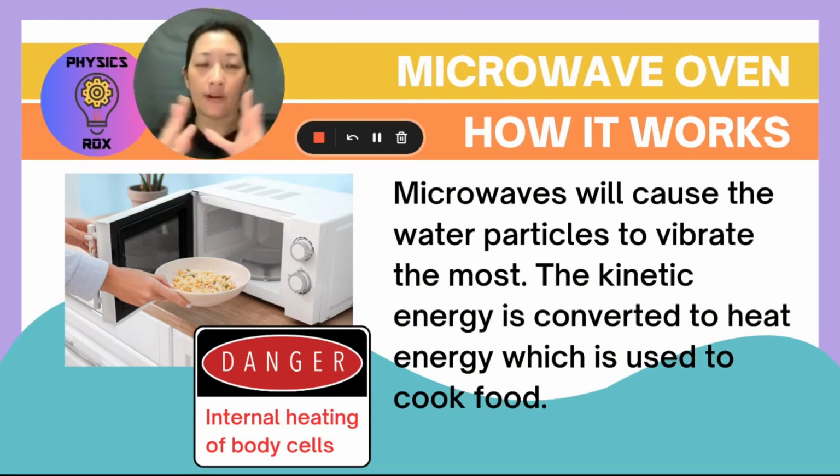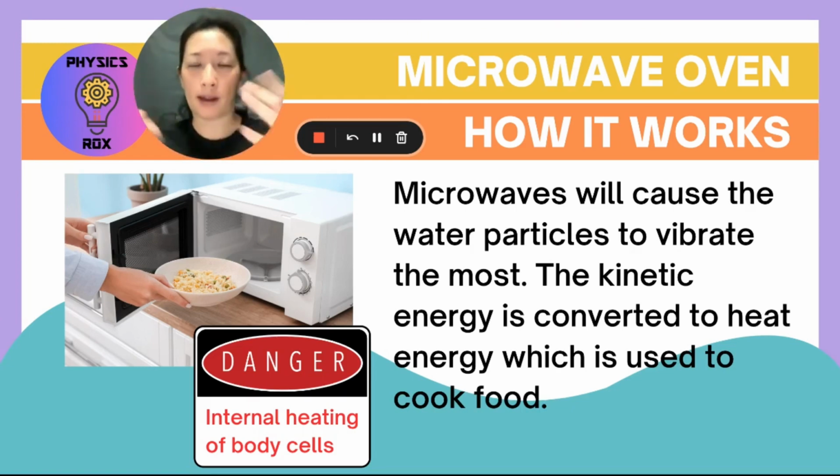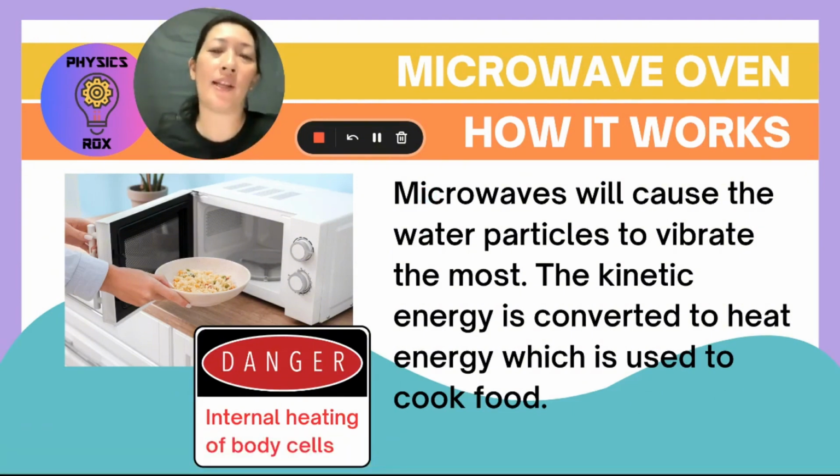Now, of course, if you think about the human body, human body is made up of how much water? 60% water, right? So because the human body is made out of 60% water, this means that if we are overexposed to microwaves, overexposed here means we receive too much microwave radiation, it can also cause this heating. That means the water particles in our body will convert the kinetic energy to heat energy, and that's why this can cause internal heating of body cells. Does that mean that microwave ovens are dangerous to use?